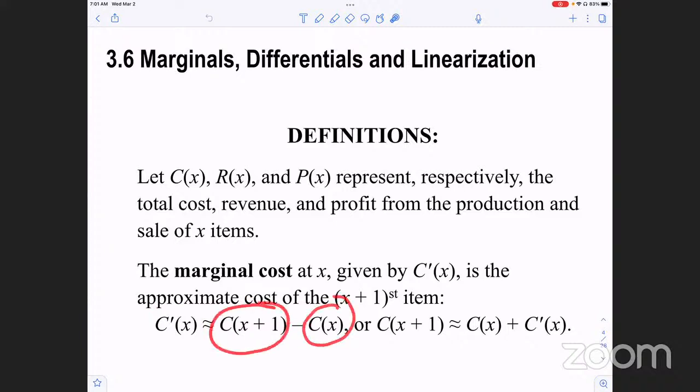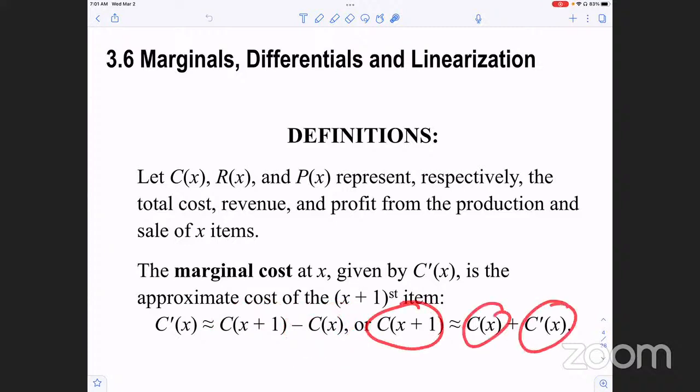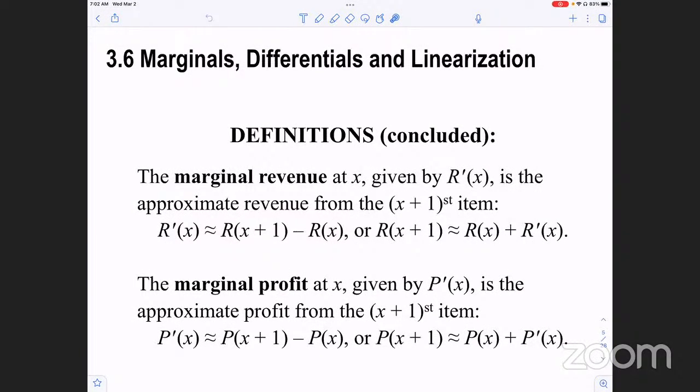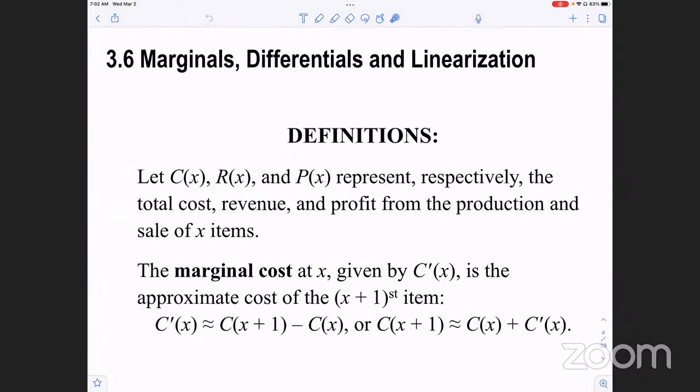So C of x versus the next C of x plus 1 is going to be approximately the same as the slope of the tangent line at x. We consider the next point, and we're dividing by 1 because the change in x in this case is 1. So C prime of x is approximately C of x plus 1 minus C of x. If we isolate C of x plus 1 by adding C of x to both sides, then C of x plus 1 is approximately C of x plus C prime of x. So the x plus first term is approximately C of x plus C prime of x. It's not exact, but it's close. That was the marginal cost.